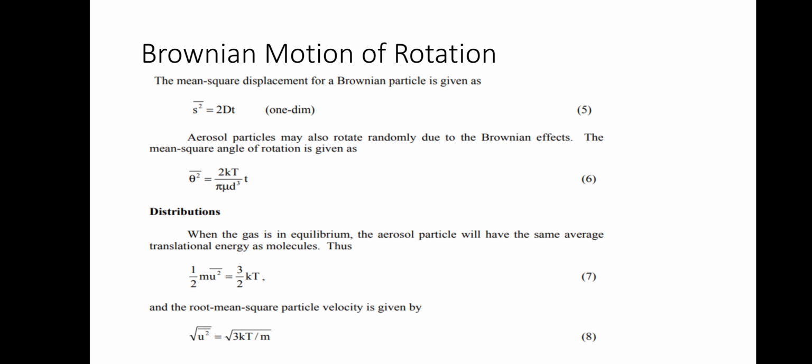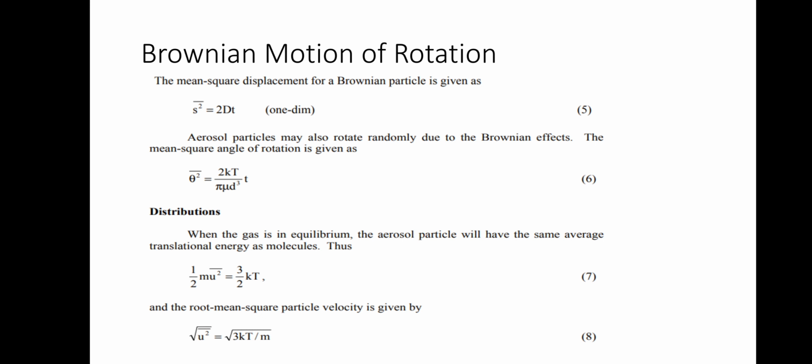Brownian motion of rotation. The mean square displacement for a Brownian particle is given as x square equals 2Dt. Aerosol particles may also rotate randomly due to Brownian effects. The mean square angle of rotation is given by theta square equals 2kT by pi mu d cube into t.